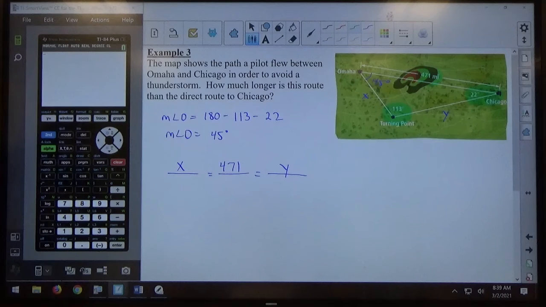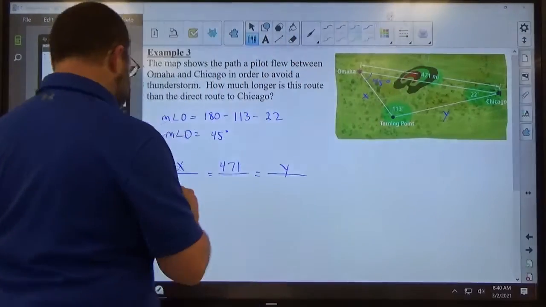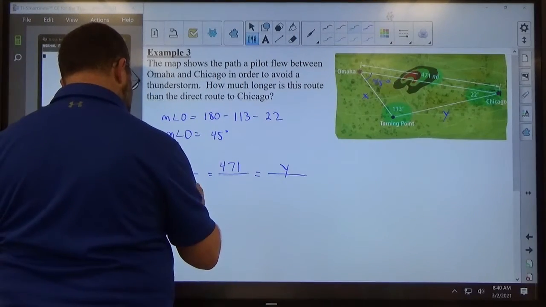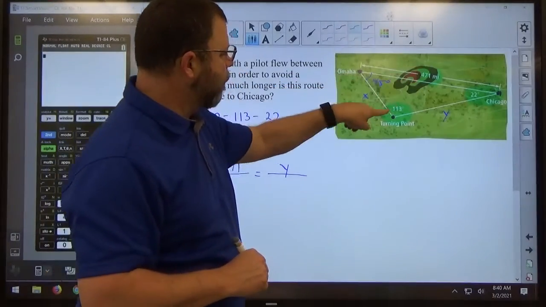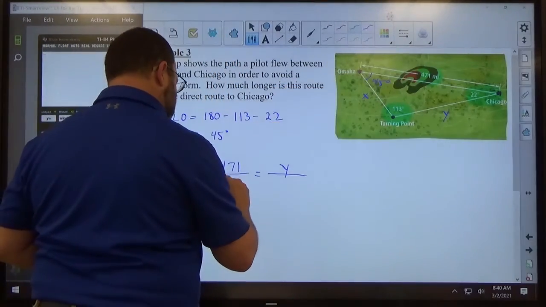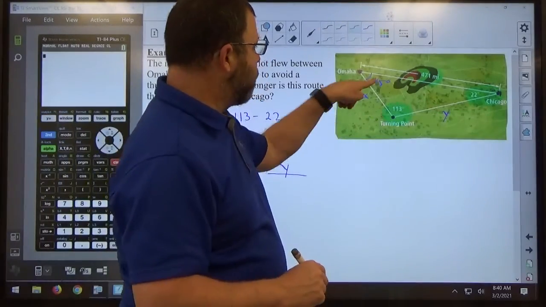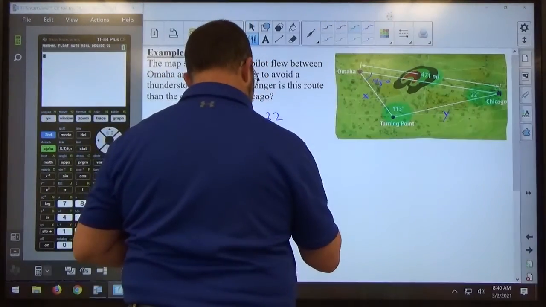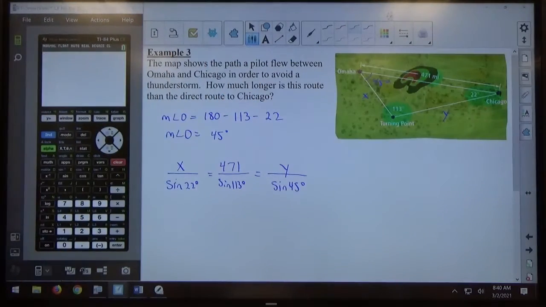I'm going to put under x, x is opposite the 22-degree angle, so I'm going to put the sine of 22 degrees. Under 471, which is opposite 113, I'm going to put sine of 113 degrees. And under y, which is opposite a 45-degree angle, I'll put sine of 45 degrees. That's simply how the law of sines is built every time. You put the side measures on top, you put the sines of each opposite angle on the bottom.